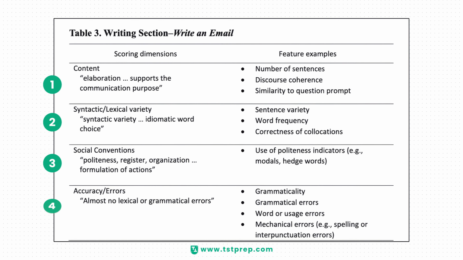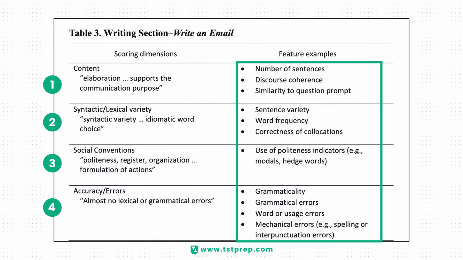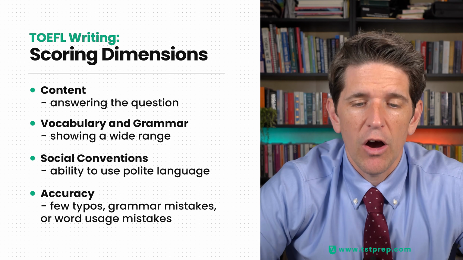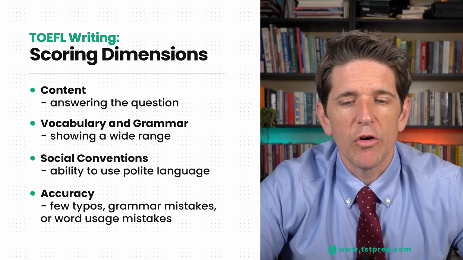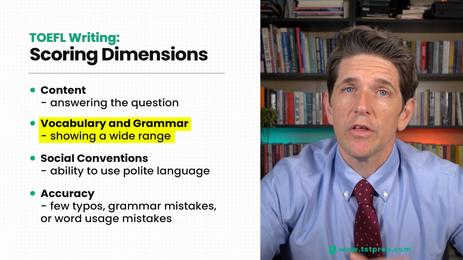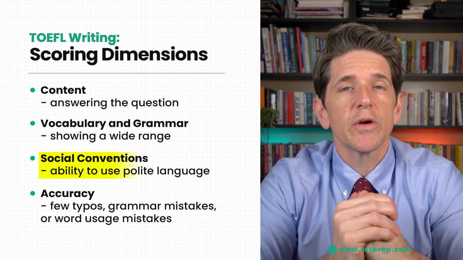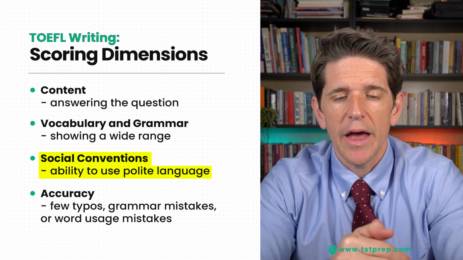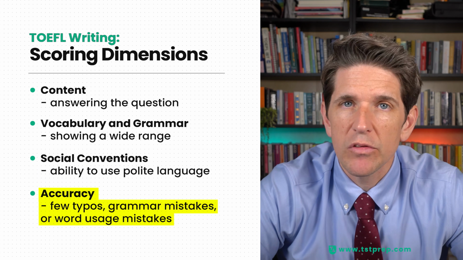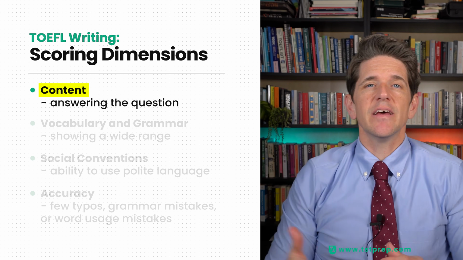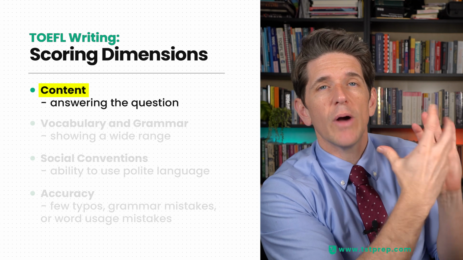There are 4 scoring dimensions and 11 grading criteria. Let's start with the dimensions. They are the content, that's like if you're on topic and answering the question; vocabulary and grammar, you want to show that you have a wide range of that; social conventions, that you use polite language; and accuracy, so that you have the right grammar, the right vocabulary, you don't have a lot of spelling mistakes. So let's start with the first part, the content, and I'm going to show you this essay and show you how I address each of these grading criteria.